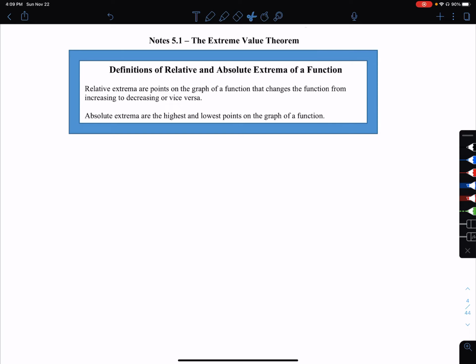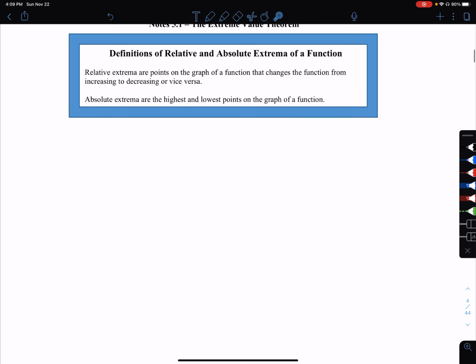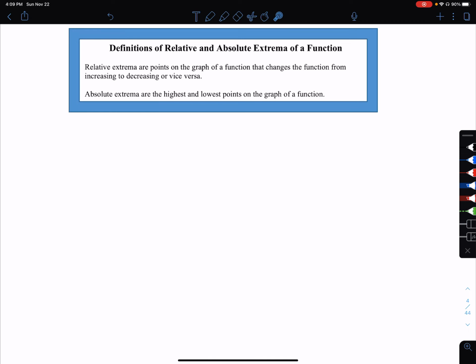Today our focus is on the extreme value theorem. Before we get into that, let's do a little bit of a review. Definitions of relative and absolute extrema of a function. Extrema are absolute minimums and maximums, relative minimums and maximums.